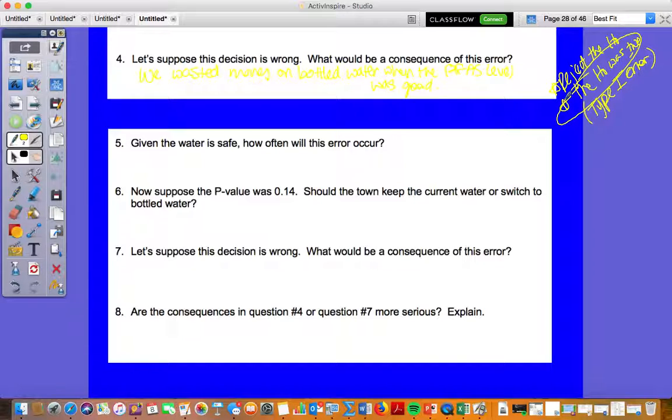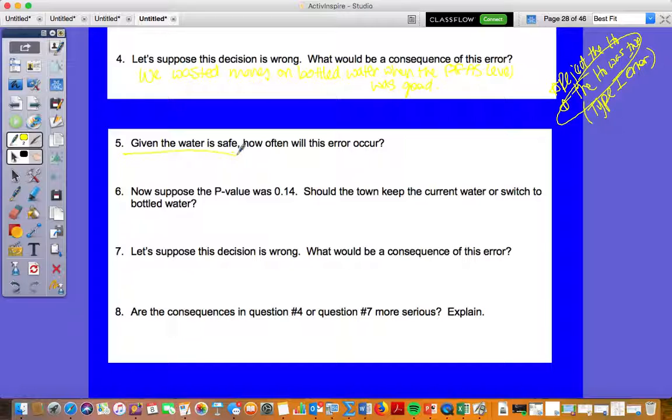I think we hit that a little yesterday. Okay, Tony? Here's what I will say. We rejected the null, and the truth, though, was maybe when they looked at it years and years later, they came back and said, you know what, we did more research, and it was actually true. Does that make sense? You wouldn't know it in the moment. Do you hear what I'm saying? Okay, cool. Number 5, given the water is safe, okay?